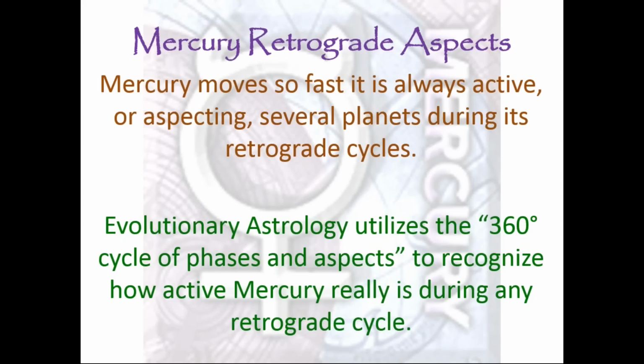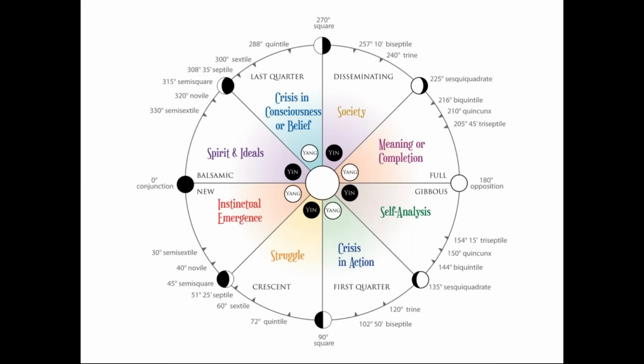So as you can see here on your screen, Mercury moves so fast. It is always aspecting several planets during its retrograde cycles. And evolutionary astrology uses the 360-degree cycle of phases and aspects to recognize how active Mercury really is in any retrograde cycle. I'll show you what I mean here in a moment. But here is a slide for you in regards to the cycle of phases and aspects.